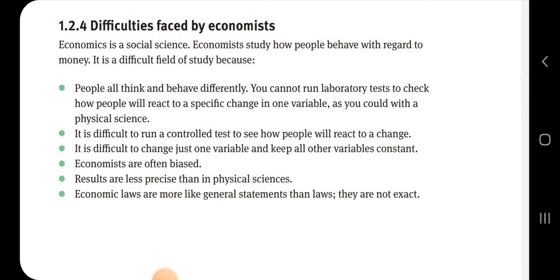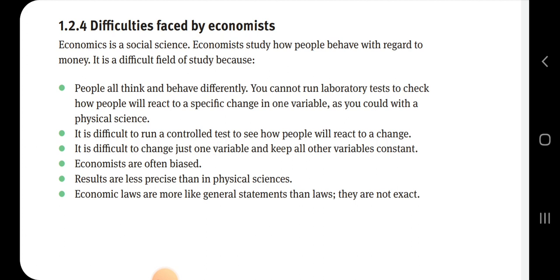So, the difficulties faced by economics. Economics is a social science. Economists study how people behave with regards to money. It is a difficult field of study because people all think and behave differently. It is difficult to run a control test to see how people would react to change, because people are not going to give the same answer. They are different. It is difficult to change just one variable and keep all other variables constant.